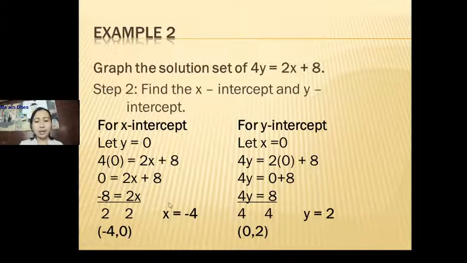For the y intercept, let x be equal to 0. So you will have 4y is equal to 2 times 0 plus 8. The value of your x is 0, that's why we substitute it. 4y is equal to 2 times 0, which is 0, plus 8. And then 4y is equal to 0 plus 8, which is 8. And then we need to get the value of y, so dividing both sides by 4. 4 divided by 4 is 1, so you have y only. 8 divided by 4 is 2. That's why y is equal to 2. And then for our second point, you have x is 0, y is 2. So you have (0, 2) for the second point.